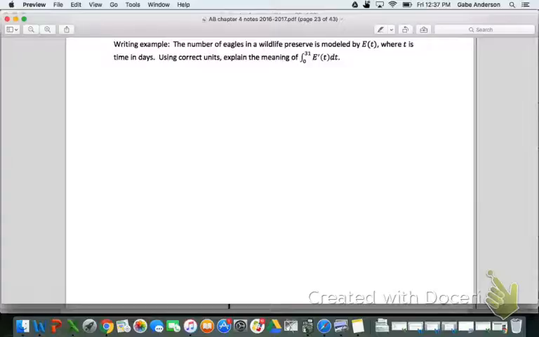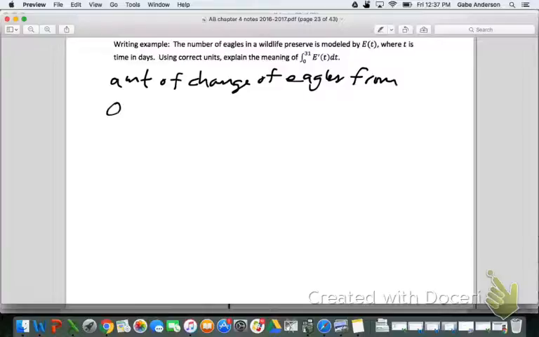Doug, Dan, either one of you guys have a thought on what this might mean? I said it was the amount of change in eagles from 0 days to 31 days. Amount of change of eagles from 0 to 31 days. Did I get that down correctly, Doug? Okay. And Dan just said, I agree with Doug. How do the rest of you guys feel? I feel good about that. Amount of change of eagles from 0 days to 31 days.